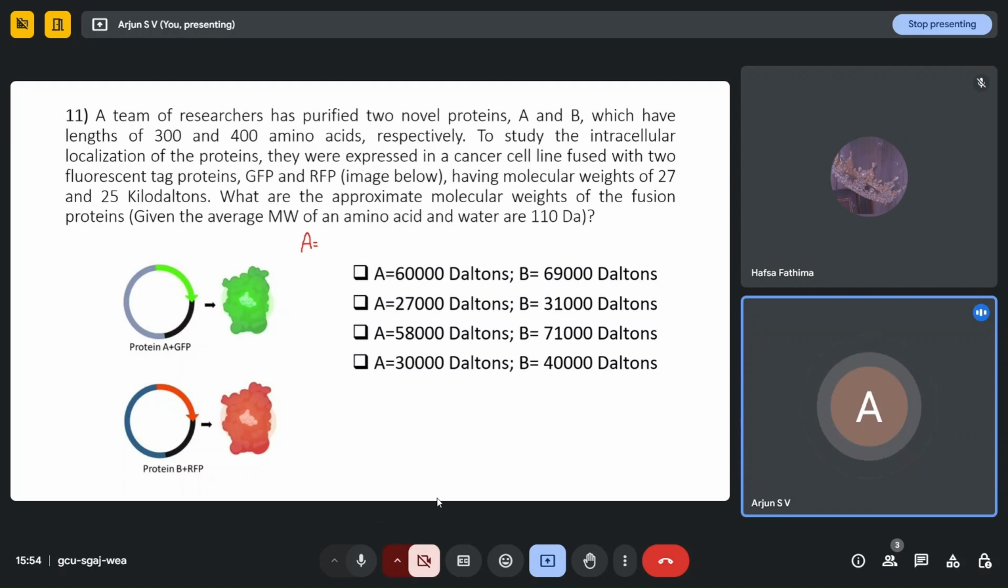The simple way to go around and solve it is to multiply the length of the amino acid chain with the average molecular weight of the amino acid, and then add the molecular weight of your GFP or your RFP, depending on which protein it is conjugated to.